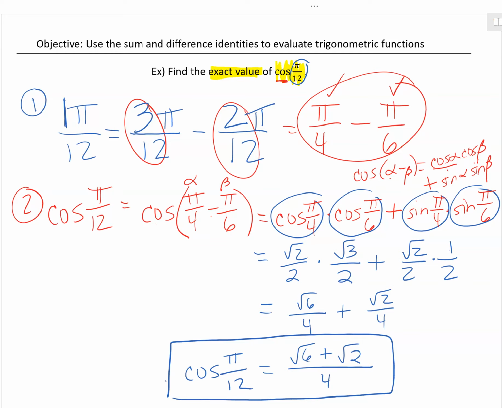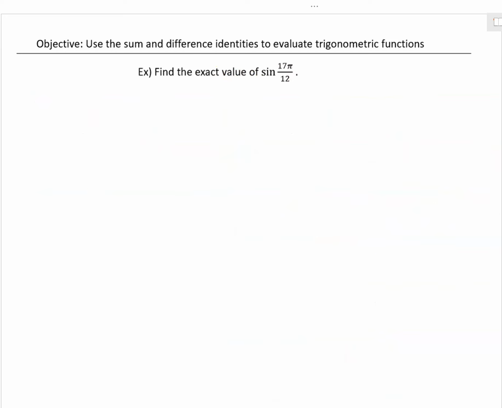All right, let's take a look at another problem. So here in this one, we're looking at finding, again, the exact value, so no calculator, of the sine of 17 pi 12ths. So again, I'm going to look for 2 angles from my unit circle that will either add up to 17 pi 12ths or subtract to give me 17 pi 12ths. 17 12ths is 1 5/12, so it's kind of a large angle as far as in the first revolution.